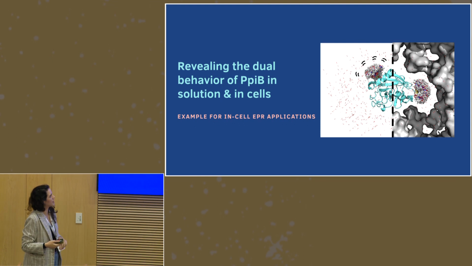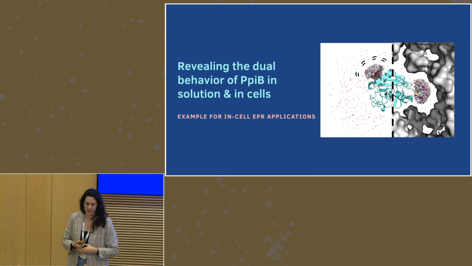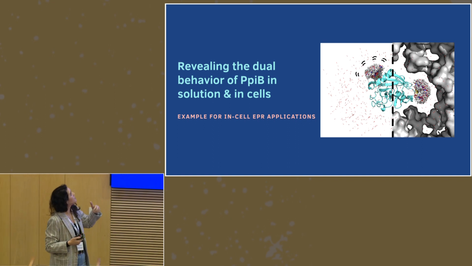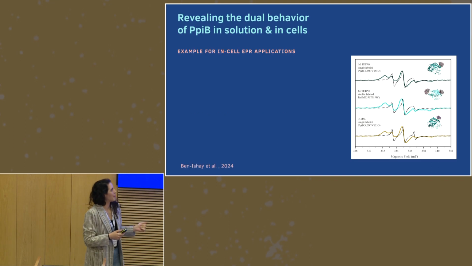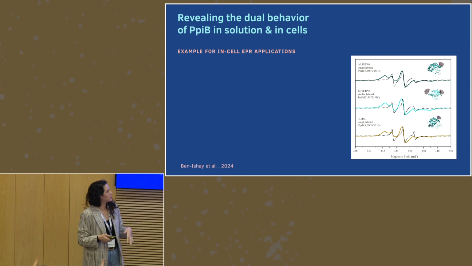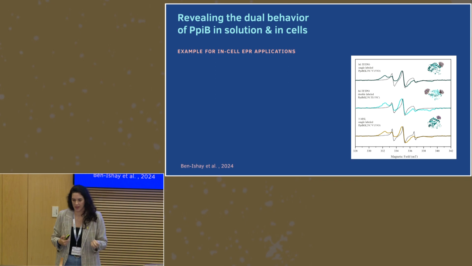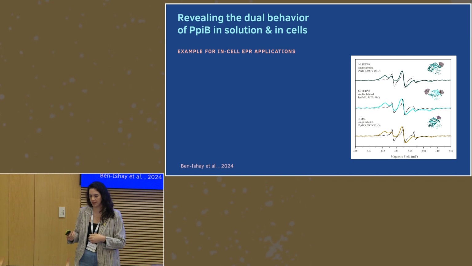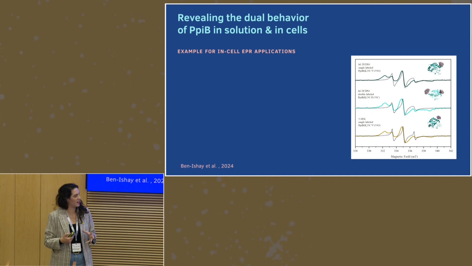Now, from here, I would like to show you an example of the application of this method. In this study, we revealed the dual behavior of PpiB in solution and in cell. The first thing that we wanted to understand is the dynamics of the protein. The protein is an E. coli chaperone, so it's very important for the viability of E. coli.